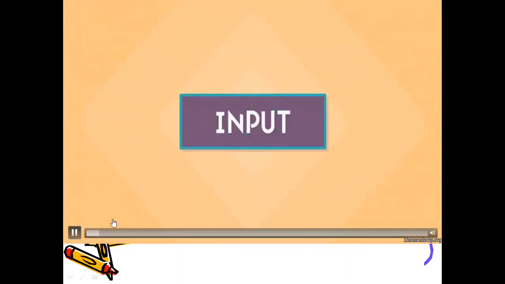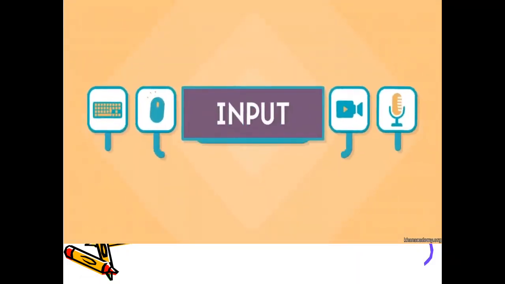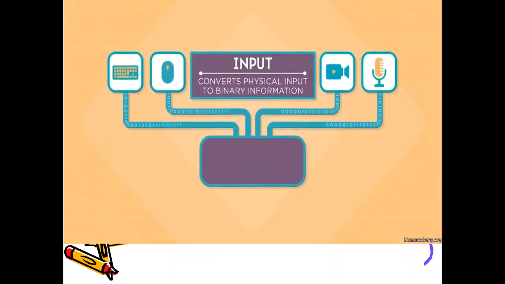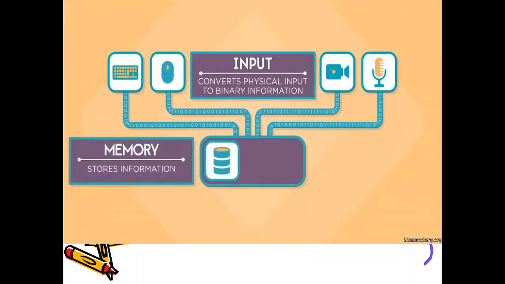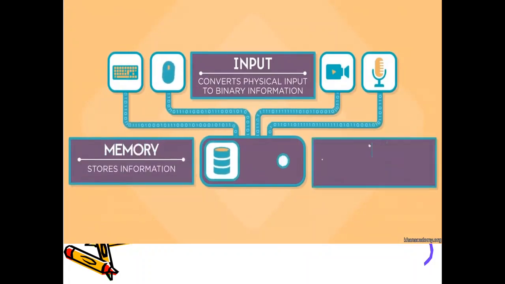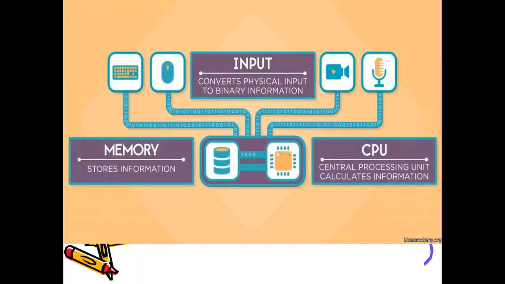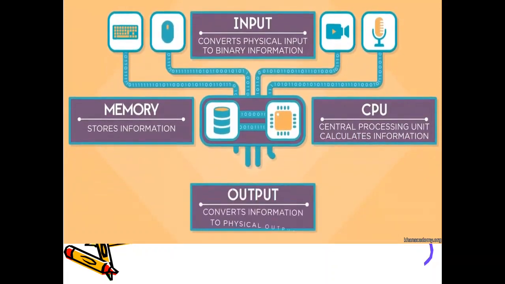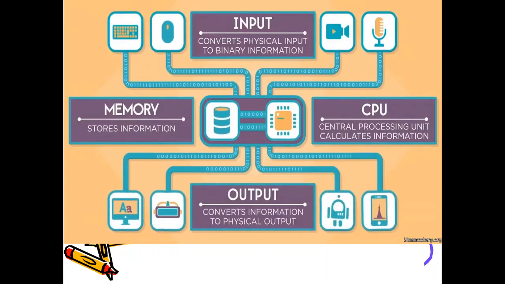There are input devices that take input from the outside world and convert it into binary information. There is memory to store this information. There's a central processing unit, or CPU, where all the calculations are done. And finally, there are output devices that take information and convert it into physical output.